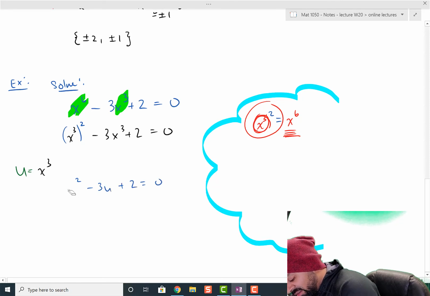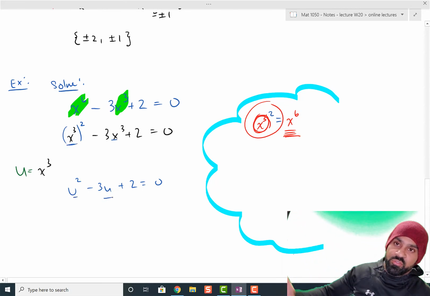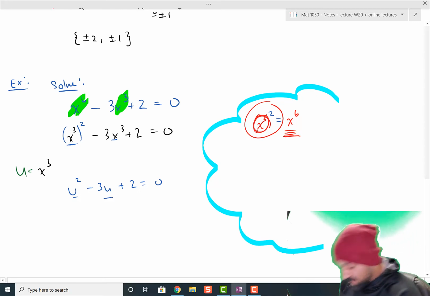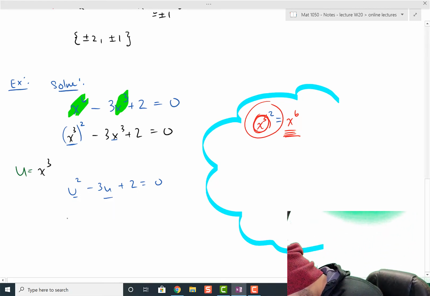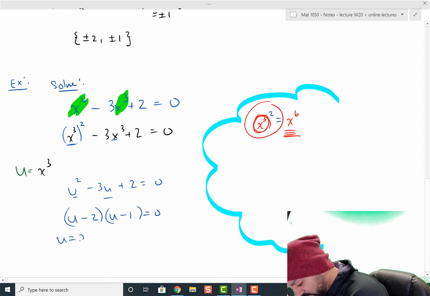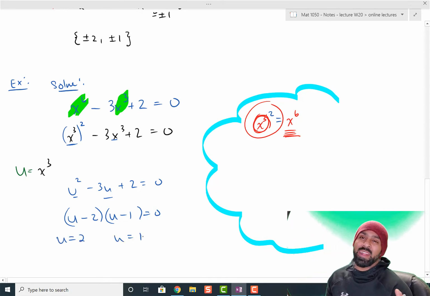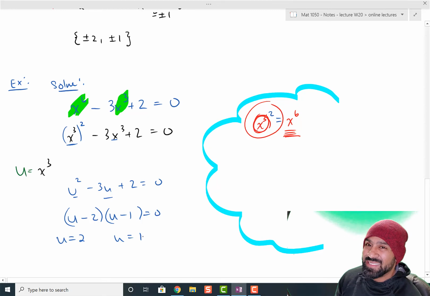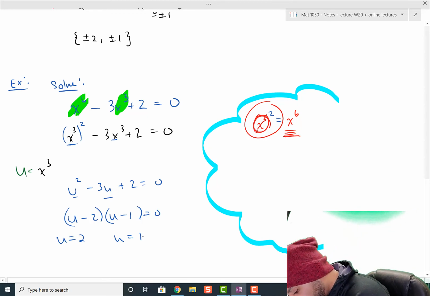I just got sick of changing colors, but I changed this into u and I changed that into u. So now it gives me u squared minus 3u plus 2. Can we solve that? Hopefully. All right, let's solve it. So we get u minus 2, u minus 1 equals 0. So u equals 2, u equals 1. Again, we're not solving for u, we're solving for x. So let's substitute our x's back in.